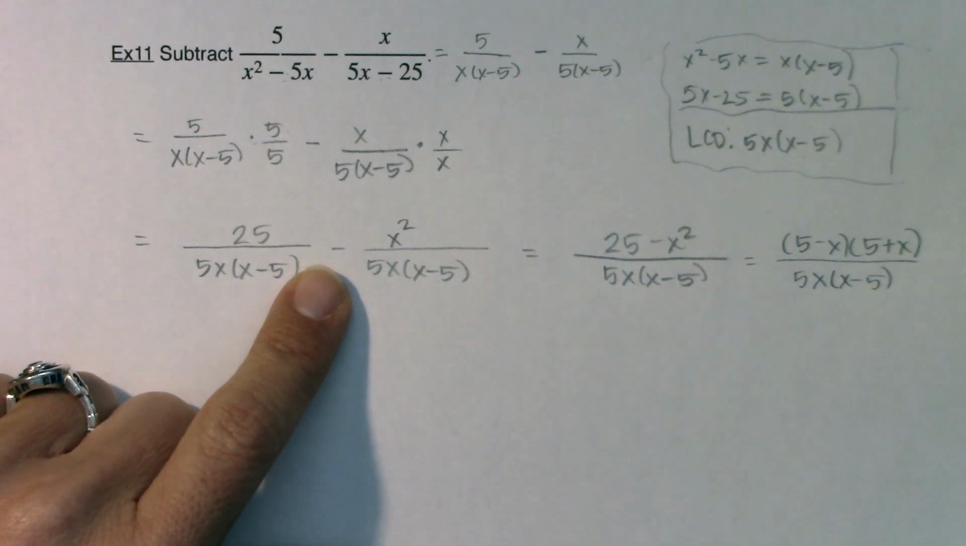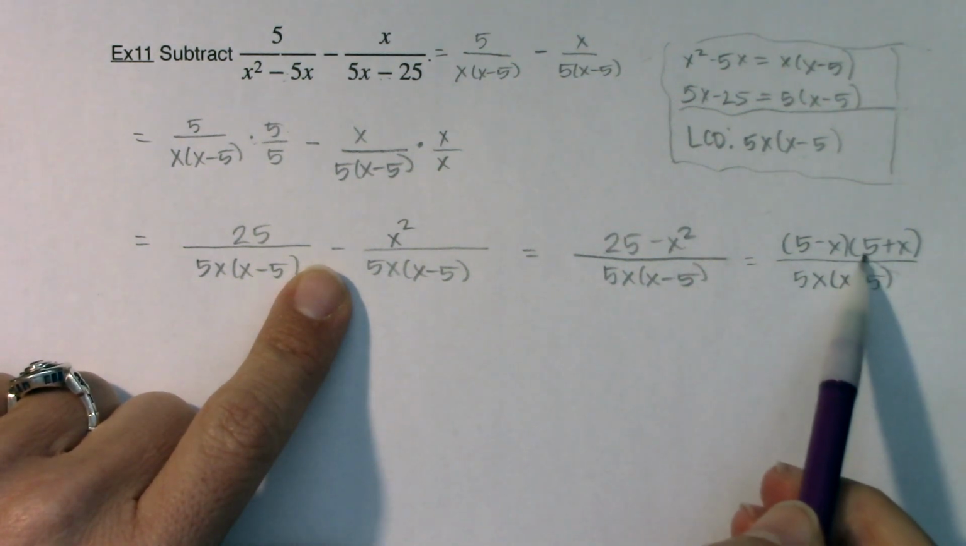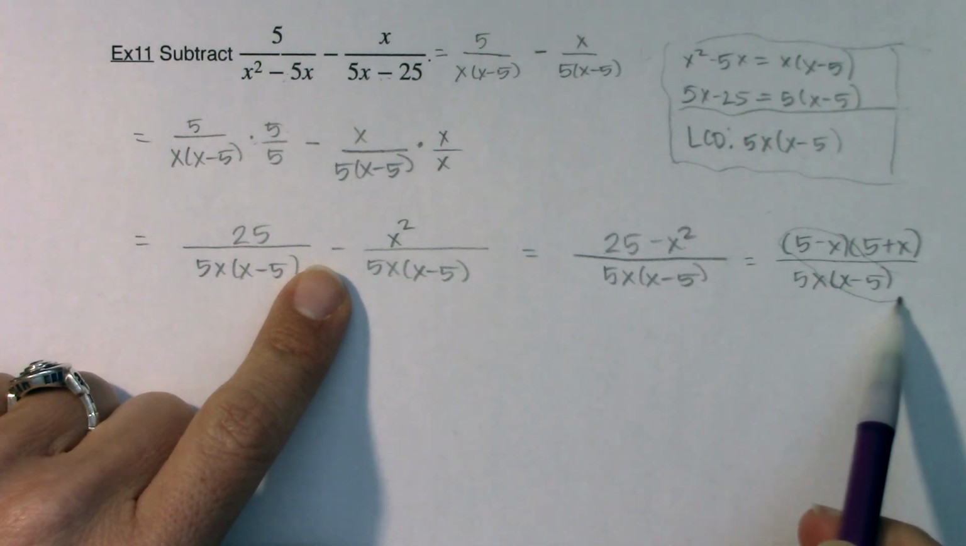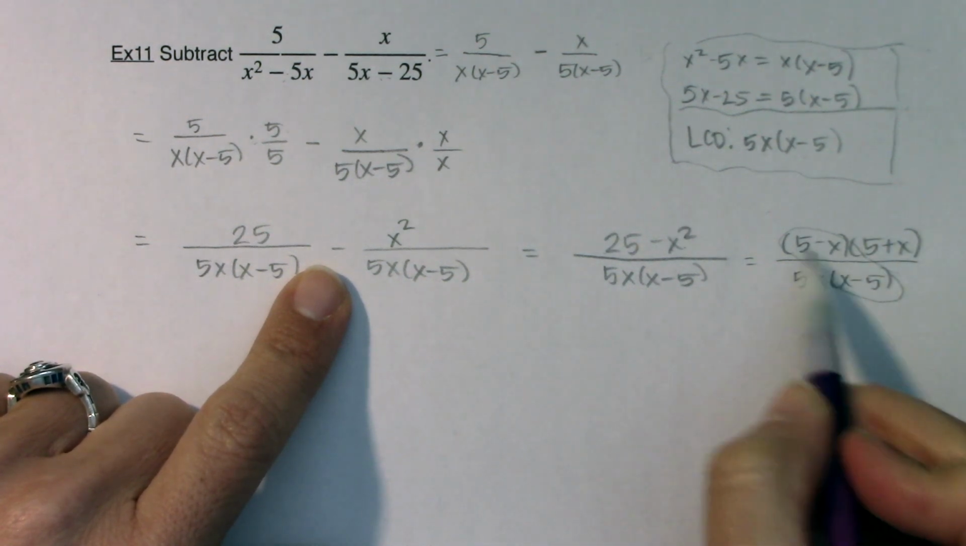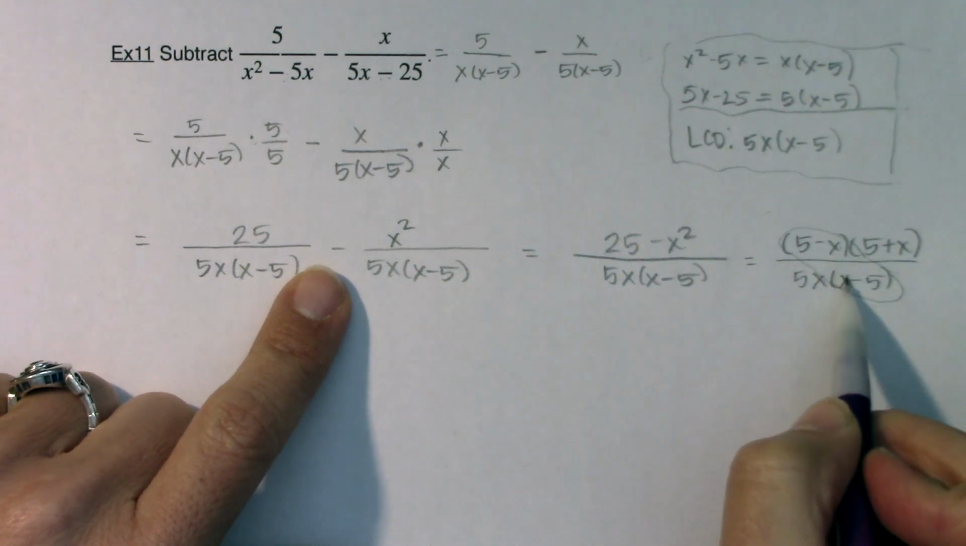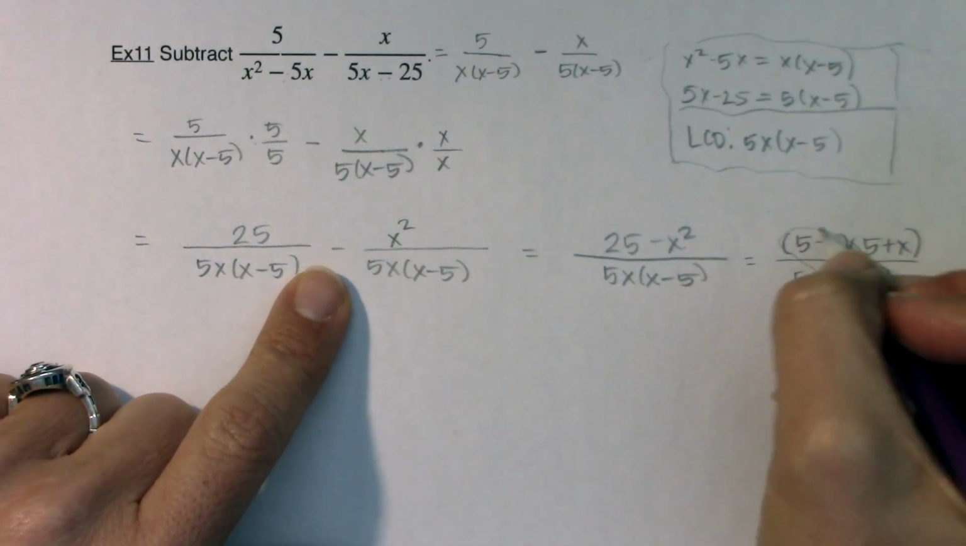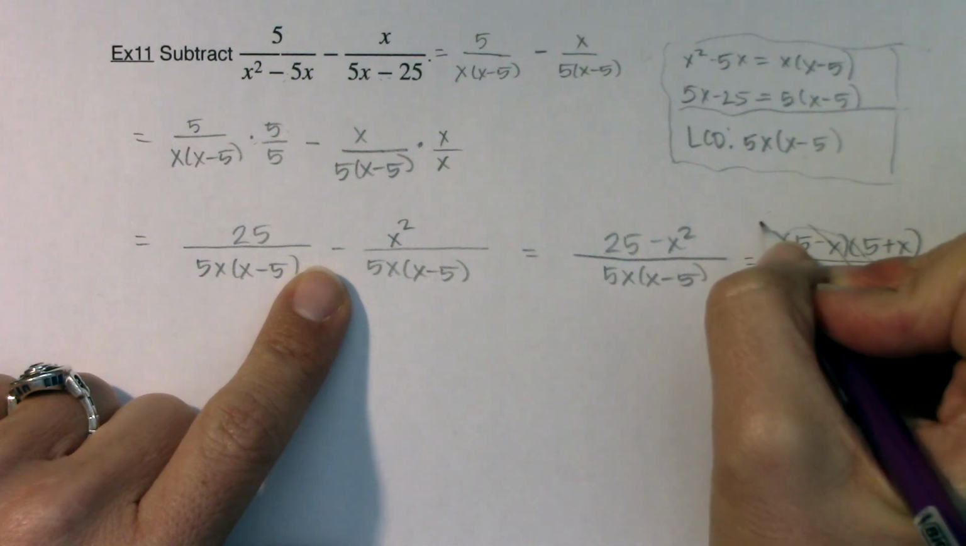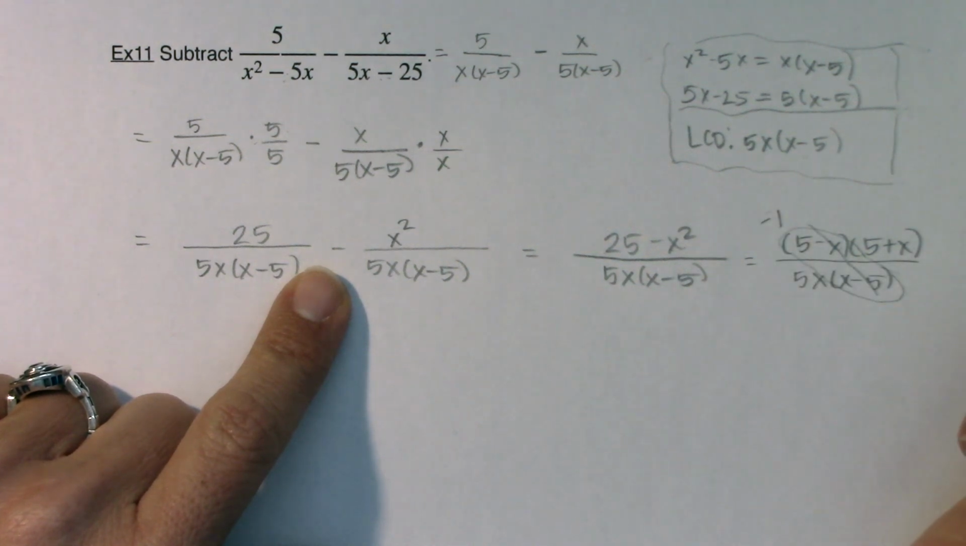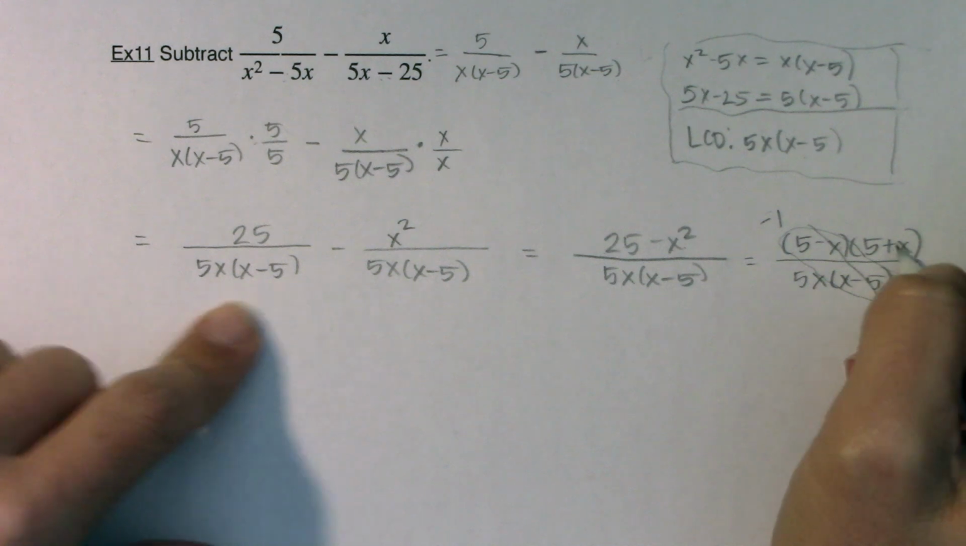And then we just talked about in example 10 how when you have binomials that have the same terms, these both have a 5, they both have an x, but they're in opposite order. This is 5 minus x, this is x minus 5. These simplify to negative 1. They're always going to cancel out to negative 1.